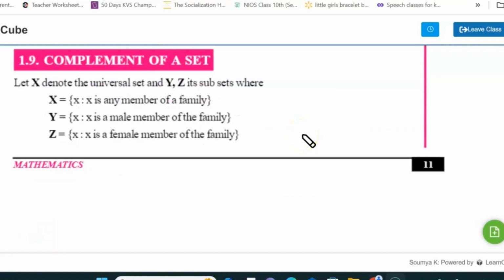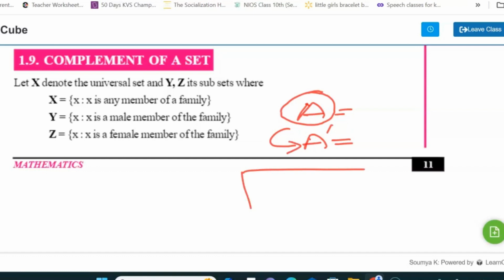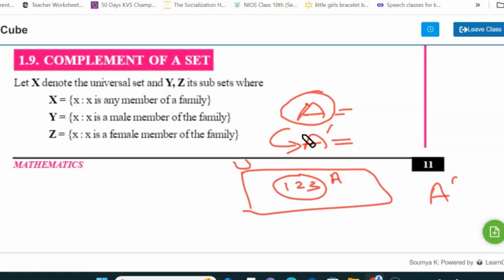Next topic is complement of a set. That means if you have a set A, we represent its complement as A complement. Whatever you have in A should not be there in A complement, but it can be in the universal set. Pictorially, if you say this is set A and this is the universal set, and elements 1, 2, 3 are in set A, then the other elements except these will be the result of A complement. Let's see an example and understand.